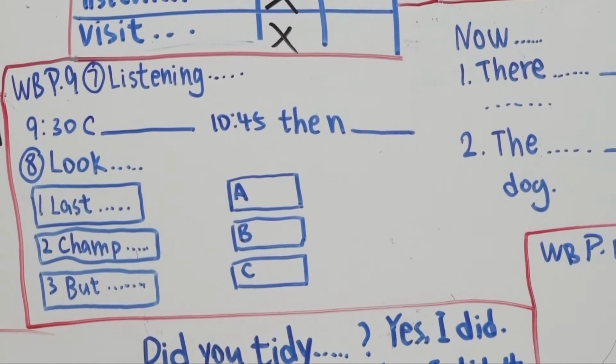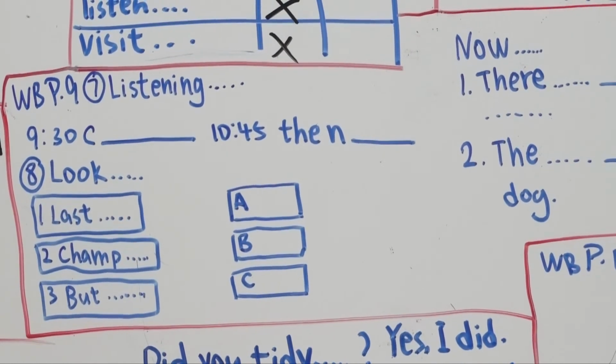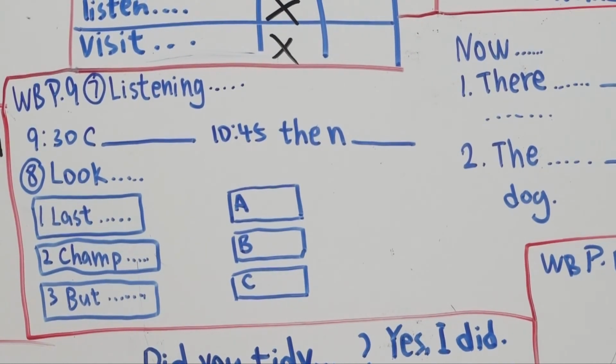Unit 4. What happened to you? Unit 4. What happened to you? Excellent.